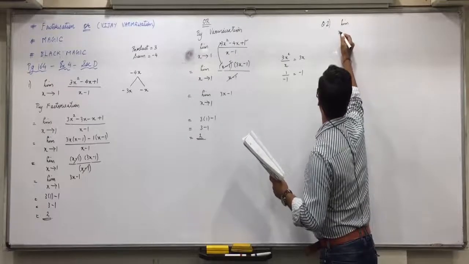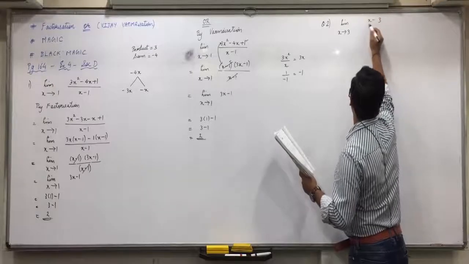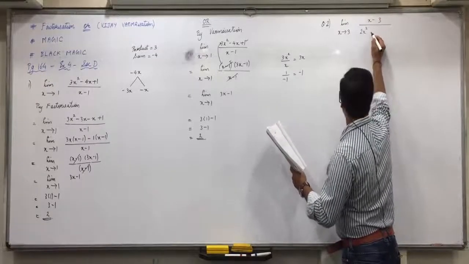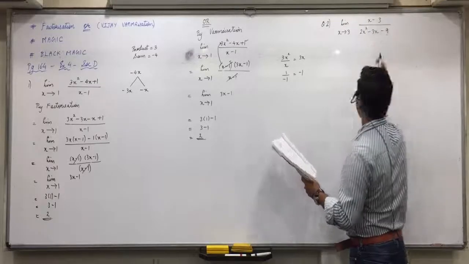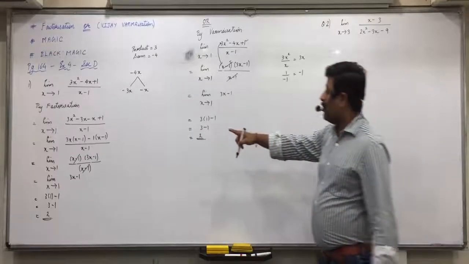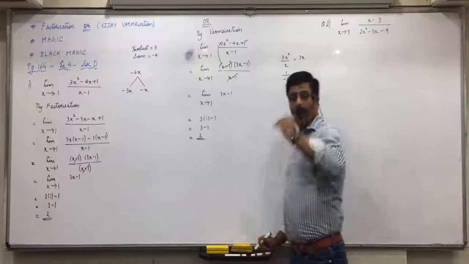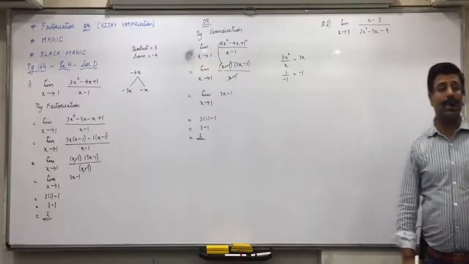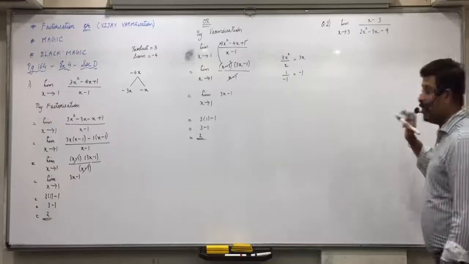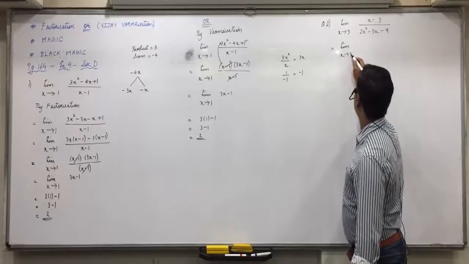Limit x tends to 3, (x minus 3) divided by (2x square minus 3x minus 9). Now, here I will show two steps in between. Like here we directly got this answer, okay? But we'll go reverse. In case your school exams say you need to show all the steps in detail, then what you'll be doing is leaving two steps in between.